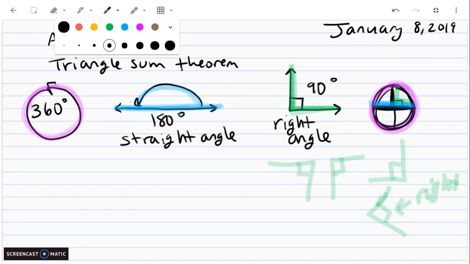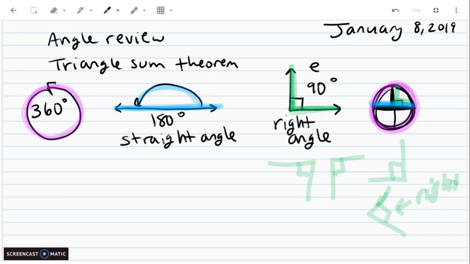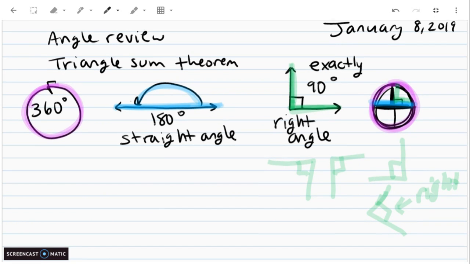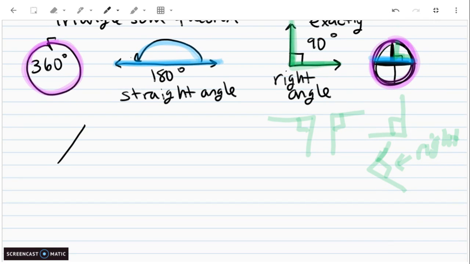And then I wanted to talk about, I have right angle, that's exactly 90 degrees. The other angles that you probably remember, you have this type of angle. And so this is called an acute angle. And this is an angle that's less than 90.